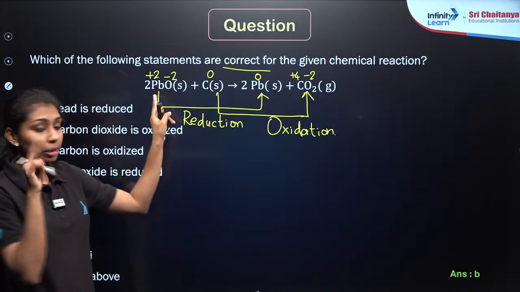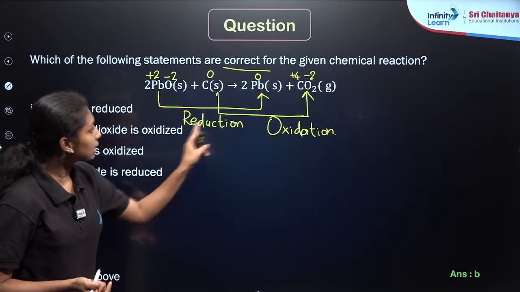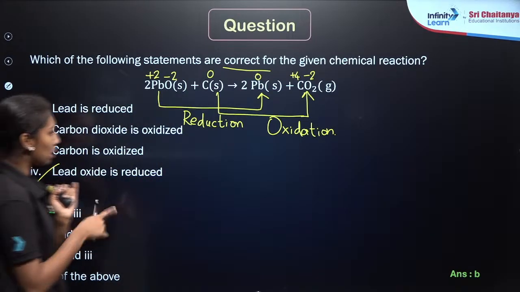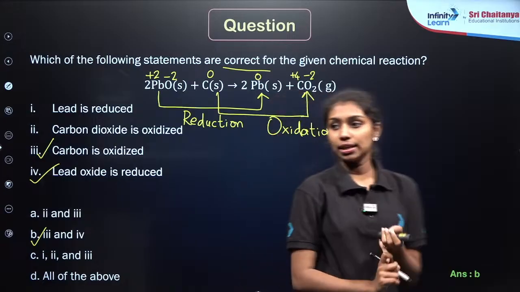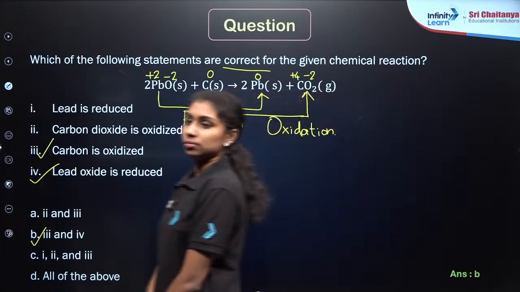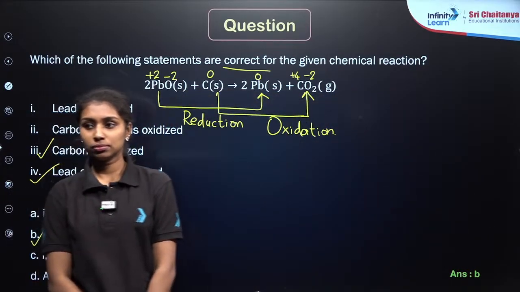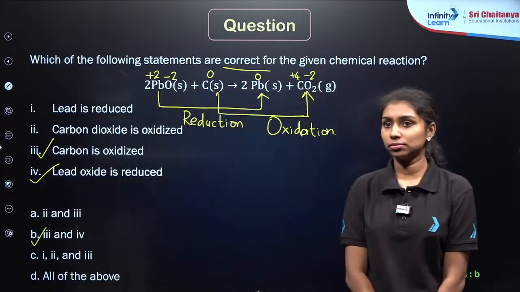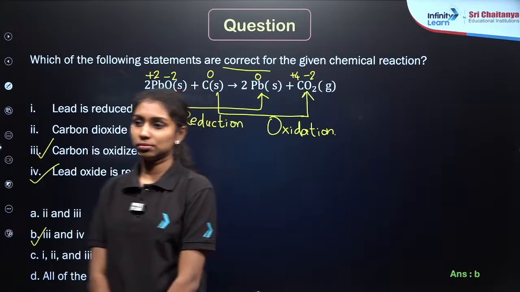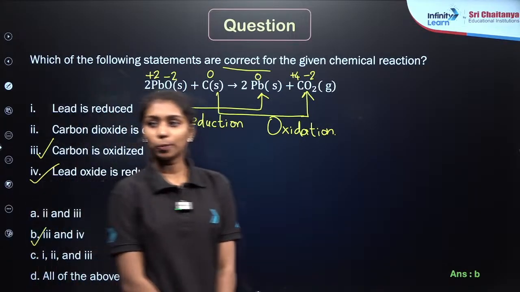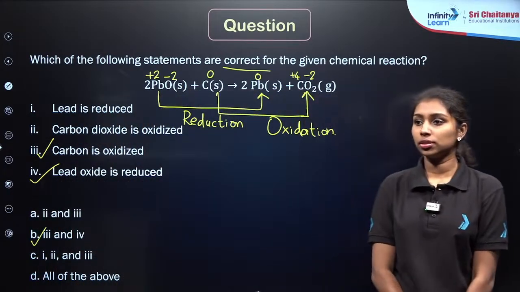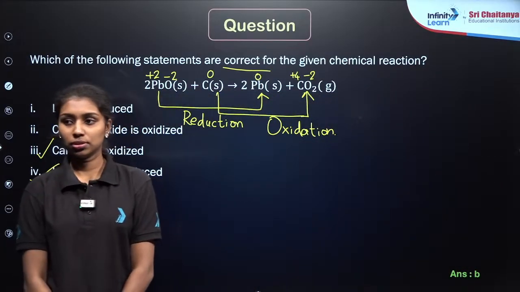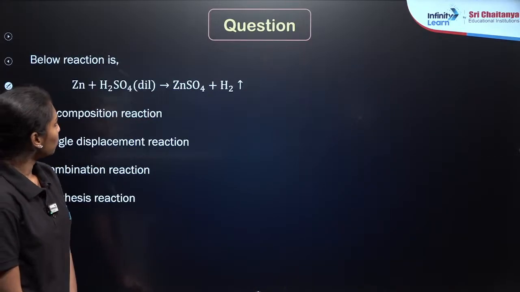And now about lead, it is lead oxide. Lead oxide is reduced to lead. So 3 and 4, which means option B will be our correct answer. Is that clear? Okay, I hope you understand. Now let me move to the next question.